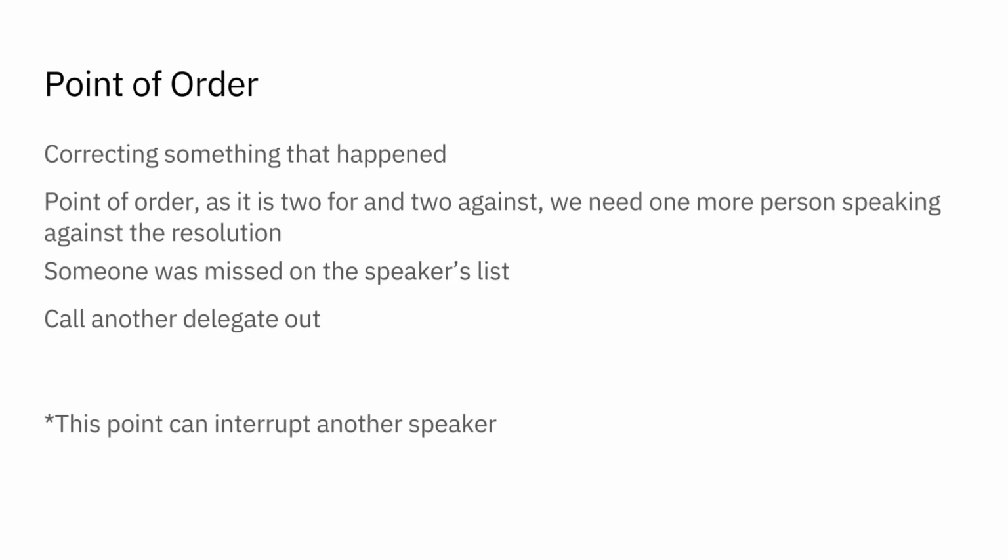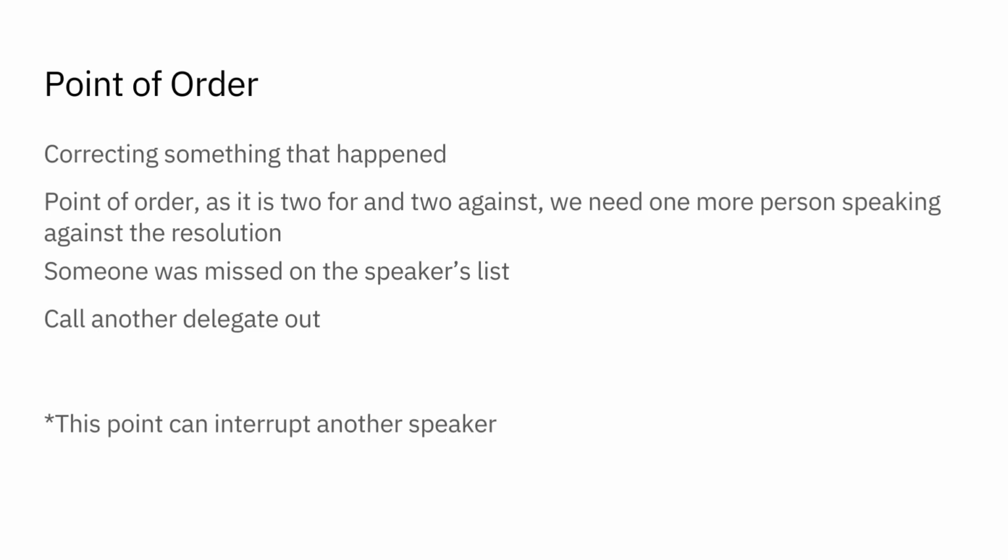So, points of order. This is to help correct something that happened. Say for example, there's 2 for and 2 against, which we will go over during the next meeting, but you need 2 people who are for the motion and for the resolution, and 2 people who are against that. If you only have 2 people for the resolution and 1 person against, you'll need another person. And so, you have to call the chair out and tell them, hey, we need another person to make sure that this is going well, or that we can't actually do this action.